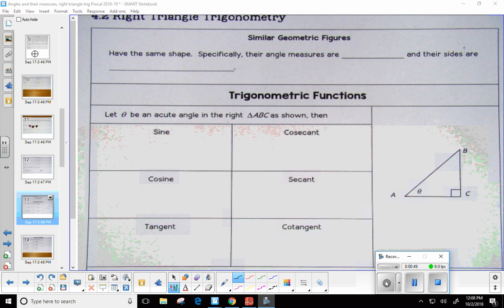All right. Well, let's go ahead and take a look. Similarity. When we're talking about similarity, they have the same shape. Specifically, their angle measures are equal, and their sides are in proportion, or you could say proportional.